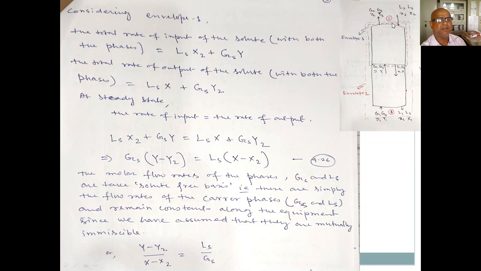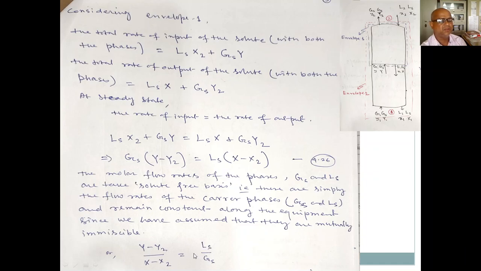So I have taken the component balance based on this envelope 1. And what is the output? Output is LS into X, and this is GS into Y. At steady state this input will equal the output. So GS into (Y minus Y2) equals LS into (X minus X2), isn't it? So (Y minus Y2) by (X minus X2) equals LS by GS.